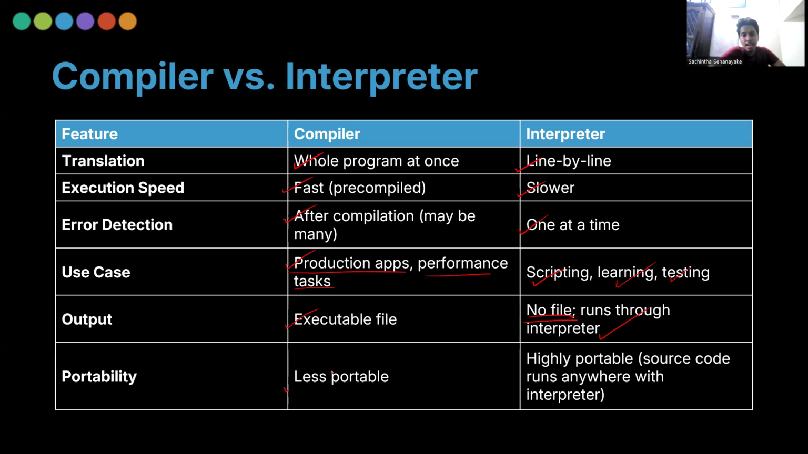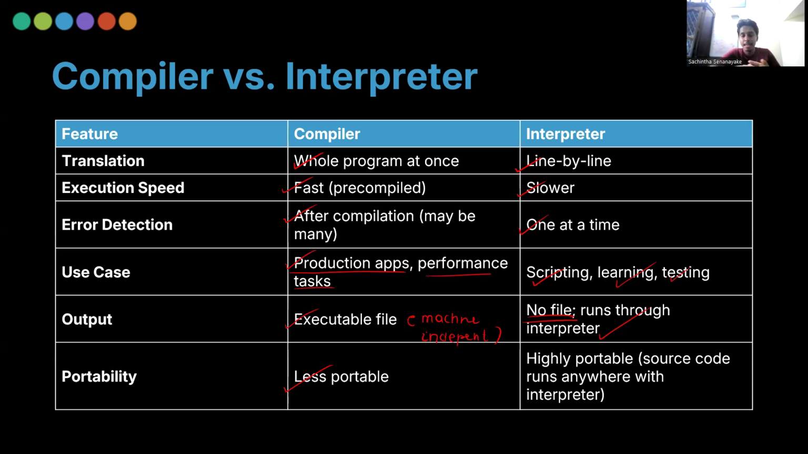Compiled programs are less portable because what do the compiled programs produce? They produce an executable file. But the problem with the executable file, guys, is that the executable file only works on a specific machine. So this is machine dependent. The executable file that you generate for your Mac device might not work on a Windows machine. So therefore, compiled programs are less portable.